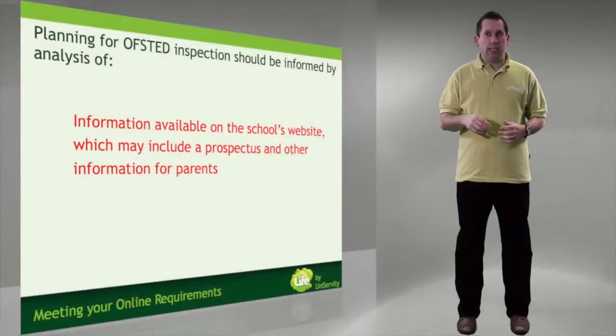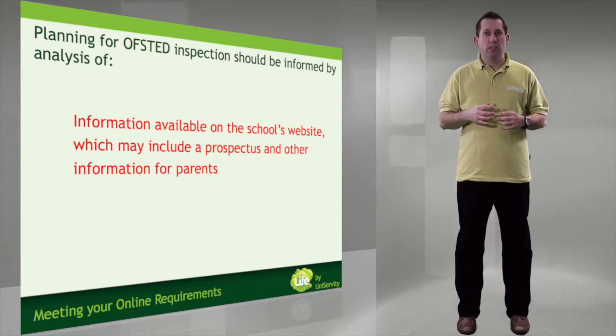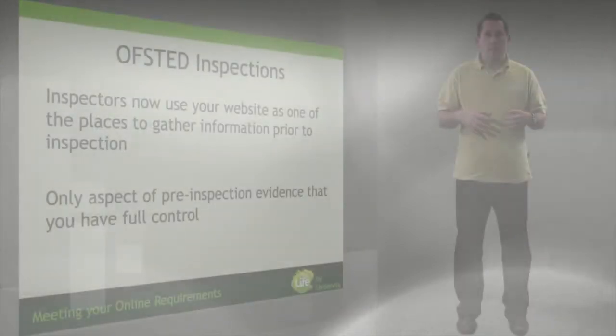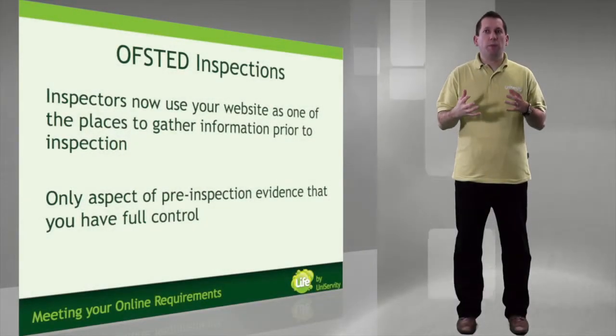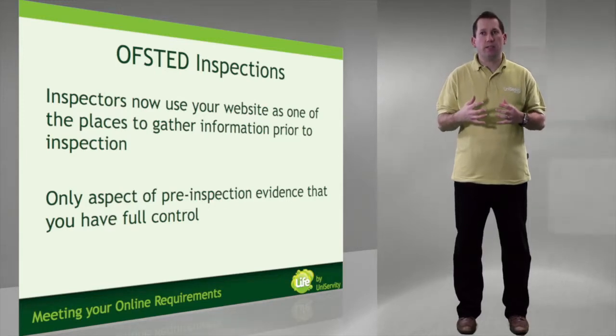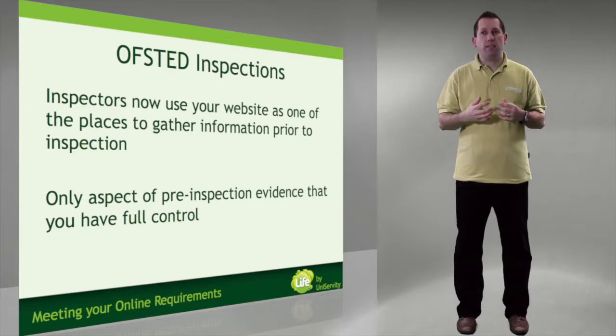And importantly, information available on the school's website, which may include a prospectus and other information for parents. Inspectors now use your website as one of the few places to gather information prior to their inspection. This is the only aspect of pre-inspection evidence over which you have full control.